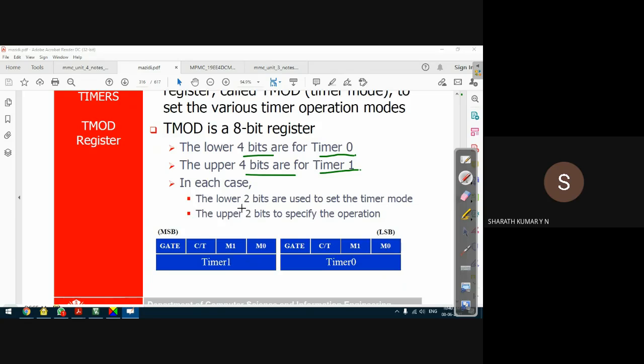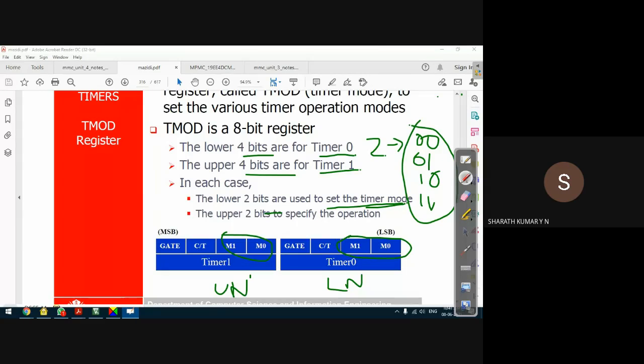The lower 2 bits of each nibble are used to set the timer mode. There are 4 modes because there are 2 bits. The possibilities are 00, 01, 10, 11, so totally 4 modes of operation, 2 power 2. So each timer has a maximum of 4 modes of operation.